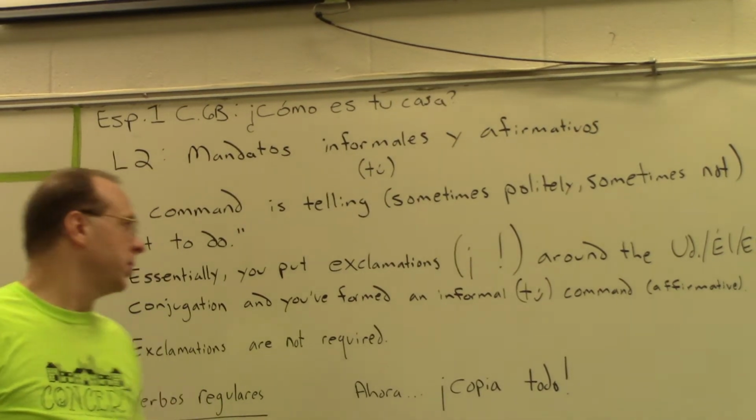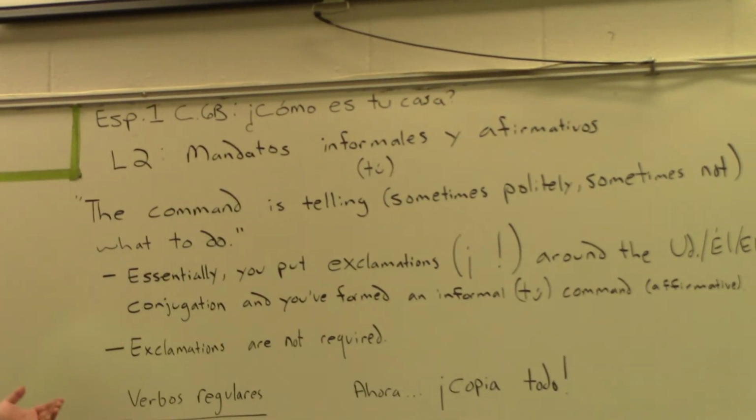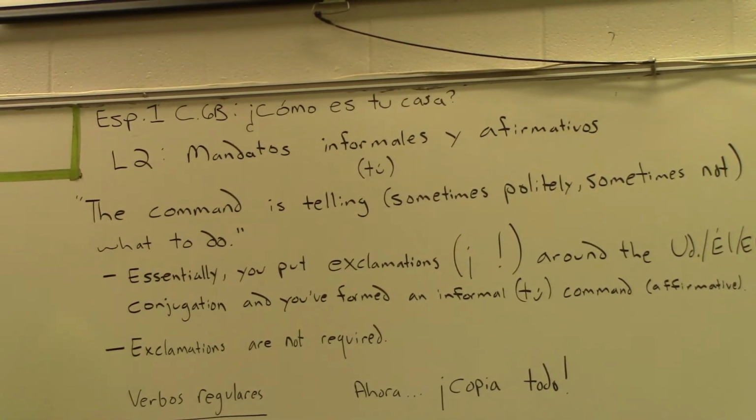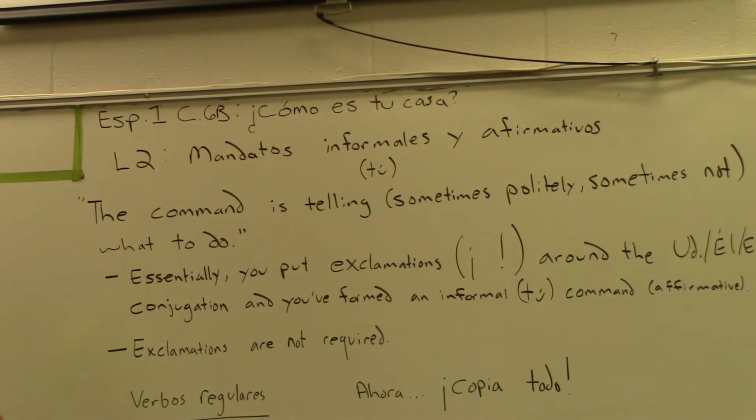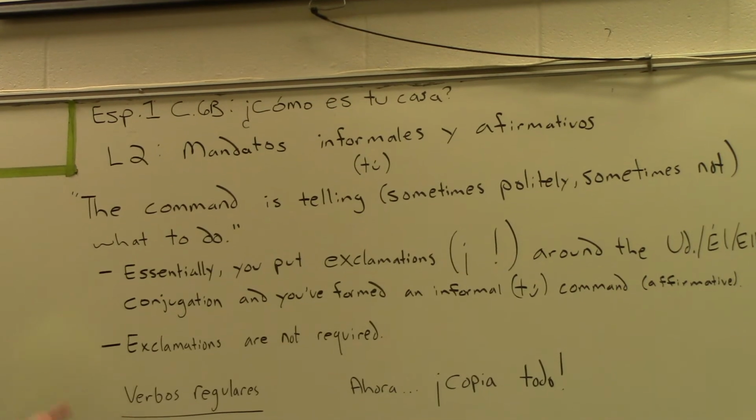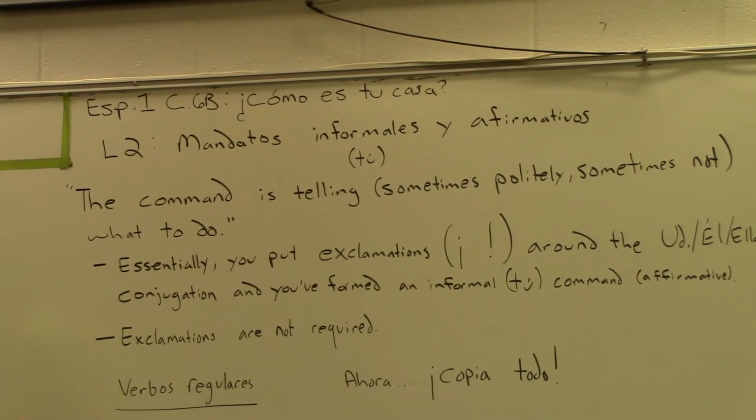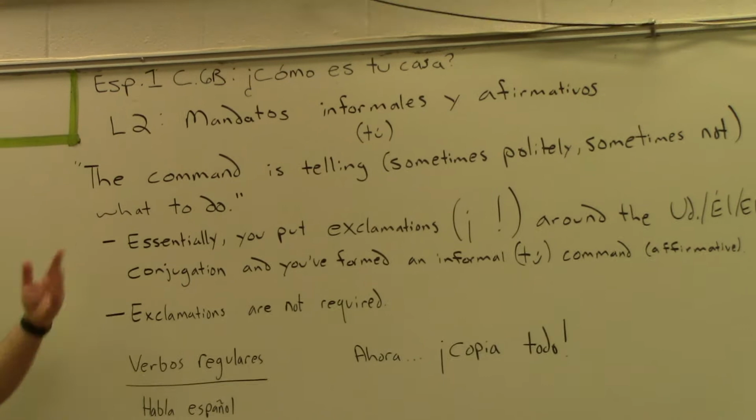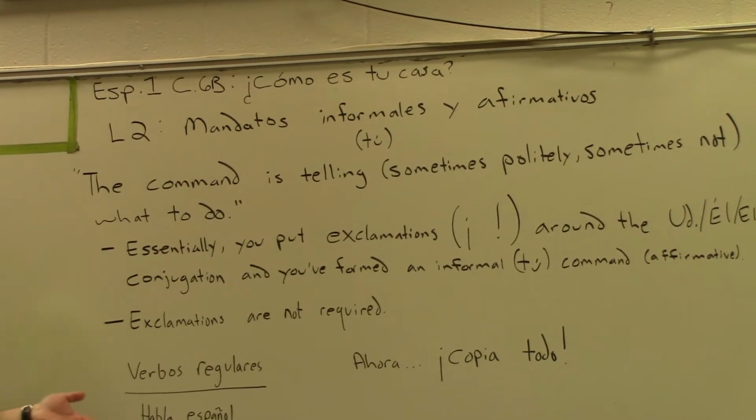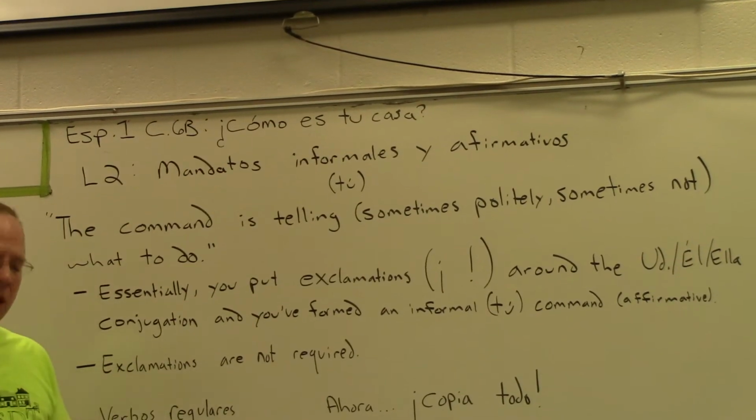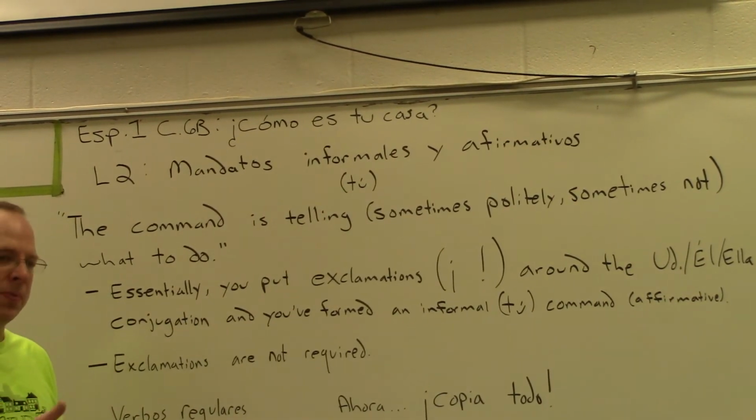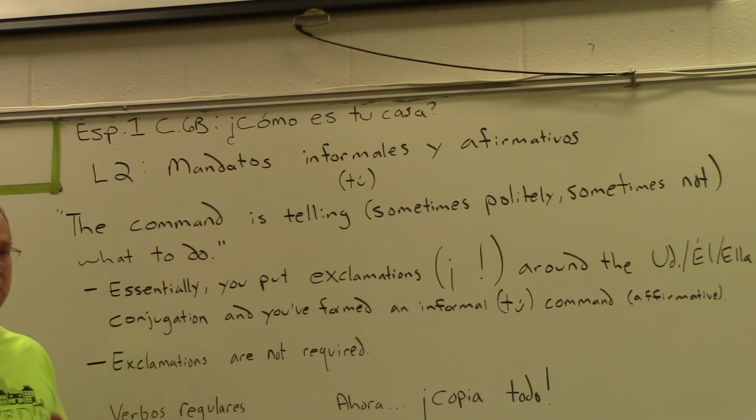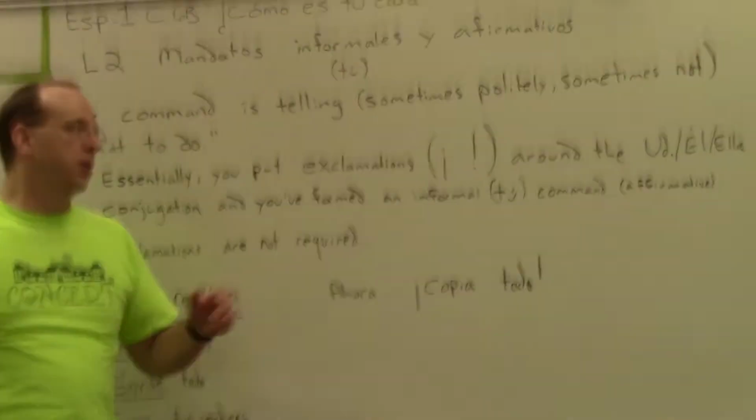Well, now I'm giving you a formal name for them. The command is telling, sometimes politely, sometimes not, what to do. If you're in the army, not very polite. If you're in my classroom, hopefully, it's a polite nudge towards what I want you to do. Dar instrucciones, informar a las personas que tienen que hacer, that's mandatos. Essentially, you're putting exclamation around the el, ella, usted form of the simple present, which is the only conjugation y'all know until the next lesson. Okay, conjugation of the verb.